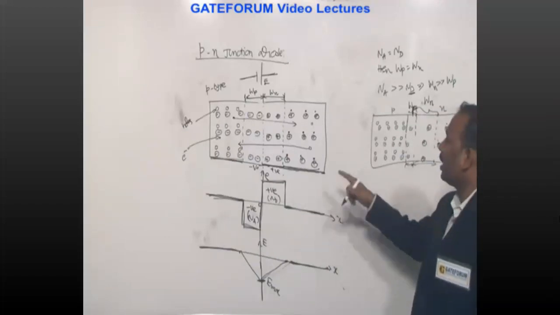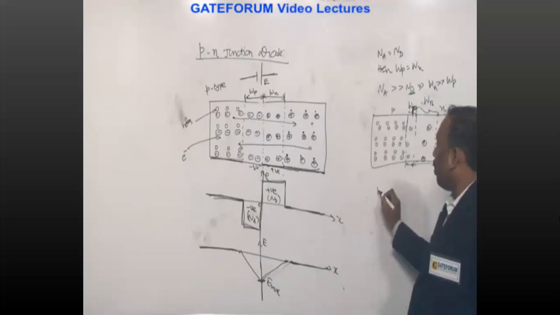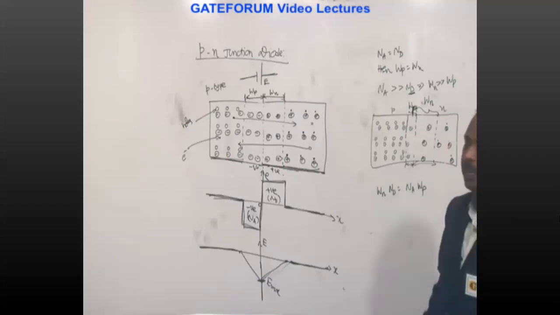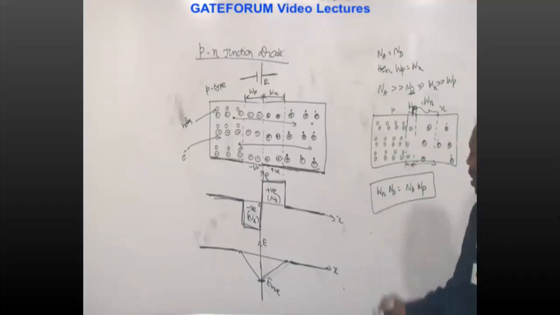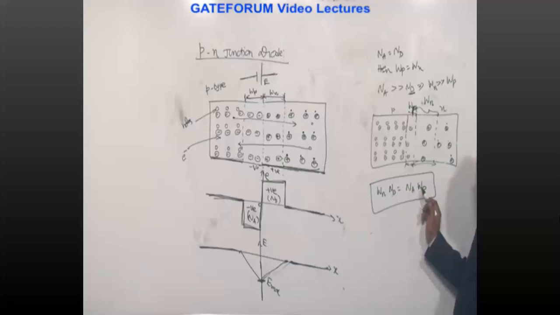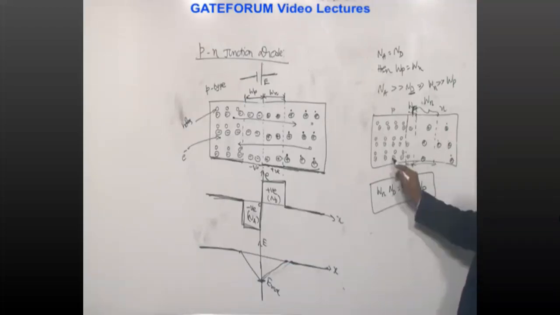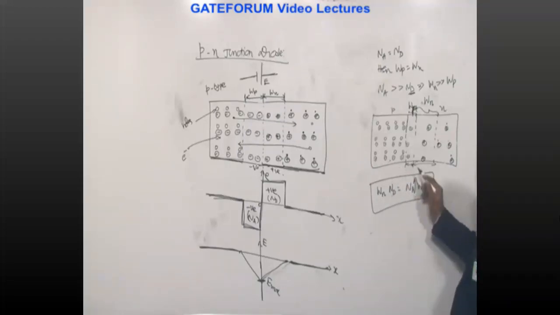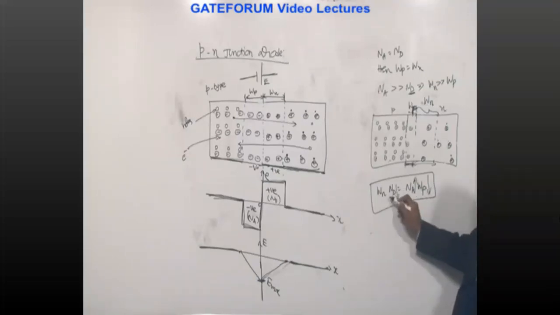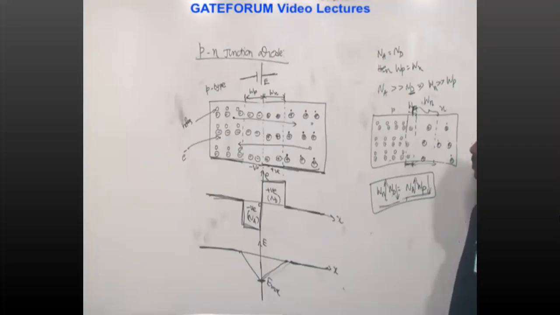There is one relation which is required for problems. Wn into Nd is equal to Na into Wp. See here, the same example. Here, impurities are added more. Na is more, therefore automatically Wp is very small. Here Nd is very less, Wn is very large. Overall both are going to be the same. Therefore the relation is Wn into Nd equals Na into Wp.